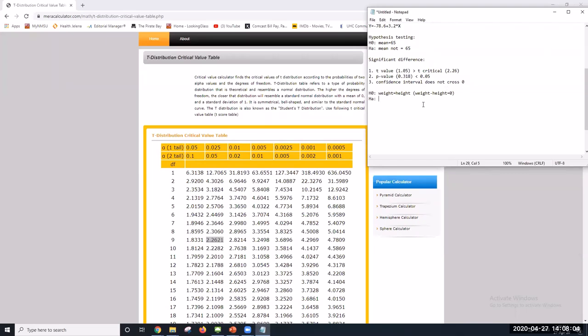zero. And since the difference between weight and height was significant because our p-value is very small, that tells us that there is a significant difference, meaning that we will reject the null hypothesis that these two are the same. Okay, yeah, I'm okay with that. Okay.